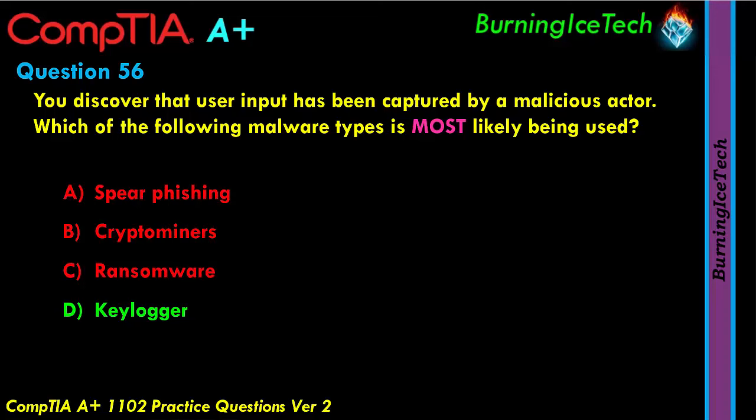A keylogger. A keylogger records your keystrokes, or the user's keystrokes, and it sends it to the person somewhere else so they can see what you're typing. And if they do it correctly, they can possibly see your username and password or anything else of value.